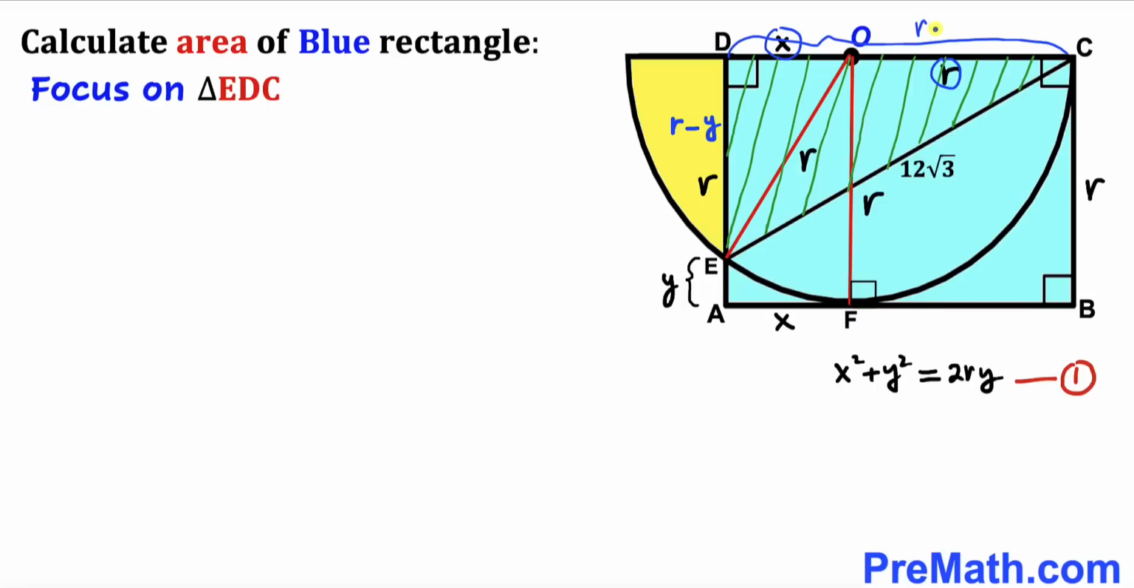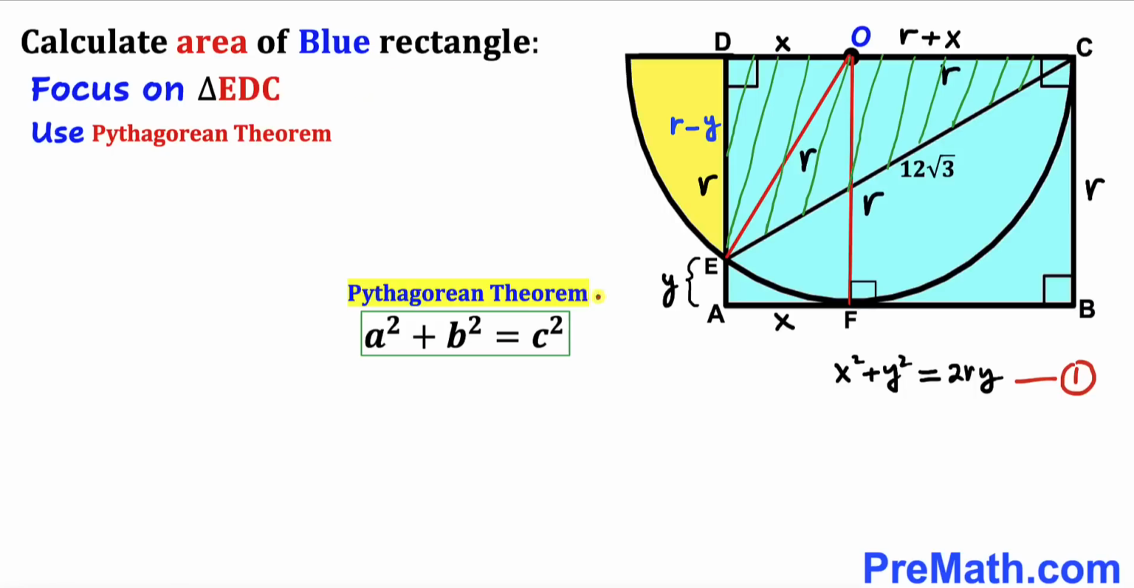So I can write r plus x. And now since we are dealing with this right triangle, we are going to use the Pythagorean theorem. And here's our Pythagorean theorem once again: a square plus b square equal to c square. Let me go ahead and call our longest leg side C. I'm going to call this side A and this side B. So let's go ahead and fill in the blanks in this Pythagorean formula.